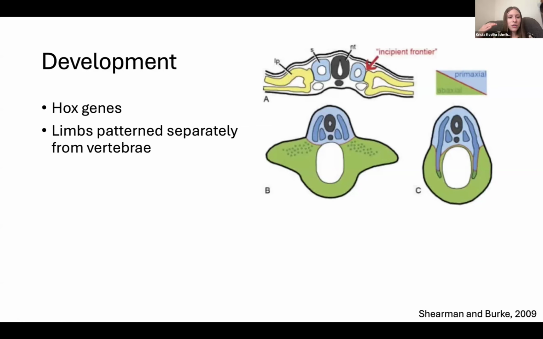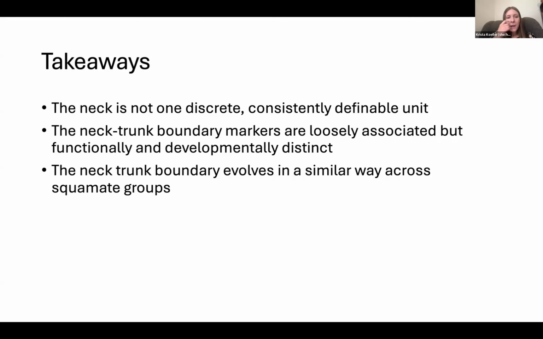Body patterning is determined by a set of genes that basically tell the cells that they communicate with what they're going to be. And the limb tissue, or the future limb tissue, is actually patterned separately from the tissue that becomes the vertebrae. So it makes sense that they would be different and that they would be evolving separately.